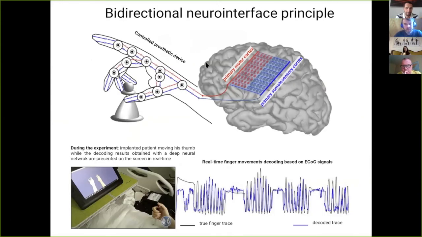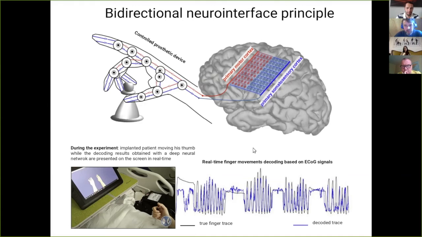The main goal of the project is to create a bidirectional brain-computer interface. So we're not only controlling the external device by using the activity, presumably, of the motor cortex, but we are also sending information from the external prosthetic device onto the somatosensory cortex in order to add tactile sensitivity or feedback, and this was shown to improve the agency, and the person then thinks that the hand is actually his or hers.